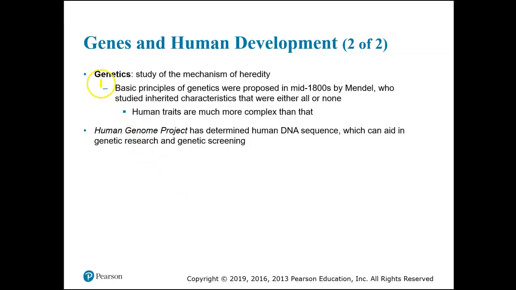Genetics is defined as the study of the mechanism of heredity. A lot of this came from Gregor Mendel, although in his studies he used garden peas and studied garden pea genetics and was able to apply a lot of what he learned to human traits. But like it says here, human traits are much more complex than that. Some human traits are inherited in the same way that the garden pea traits are inherited that he studied, but then there are some that are more complicated.